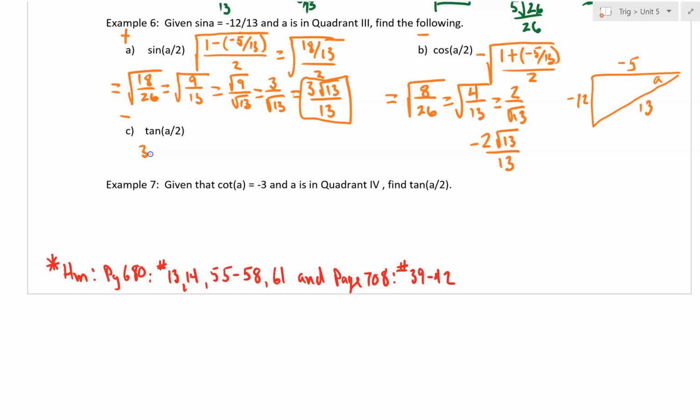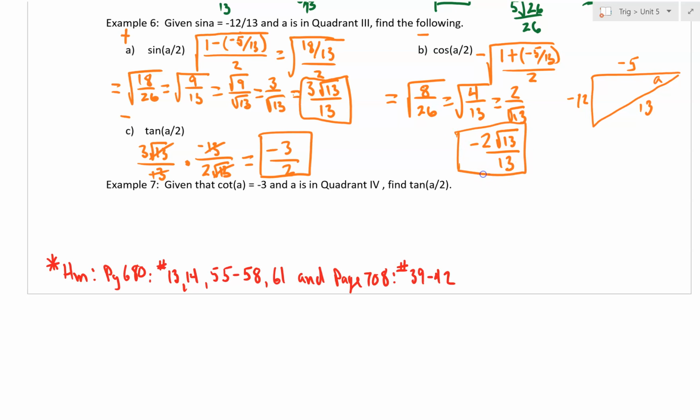So we're taking 3 root 13 and we're going to divide by 13, and we're going to multiply that by the inverse of this one. So it's going to be negative 13 over 2 root 13. 13s are going to cancel. The root 13s are going to cancel. And we're going to be left with negative 3 over 2. And that's going to be the answer to the tangent part of this. So hopefully we see that that's the case.